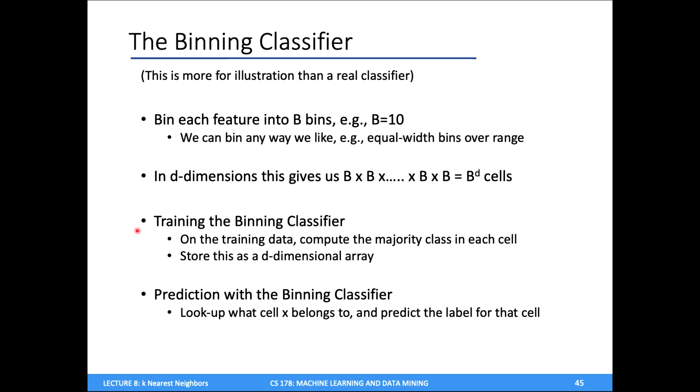Okay, so again, just to reiterate how this binning classifier works, to train it, we just compute the majority class in each of our B to the D cells, and then store this as some D-dimensional array corresponding to the prediction in that bin. Then prediction just corresponds to looking up which of these cells a data point X belongs to and predicting that label.